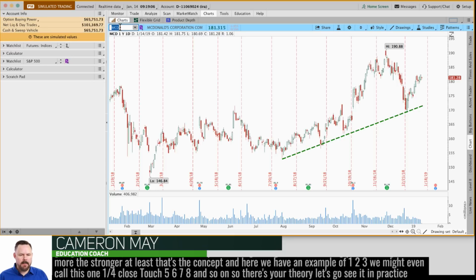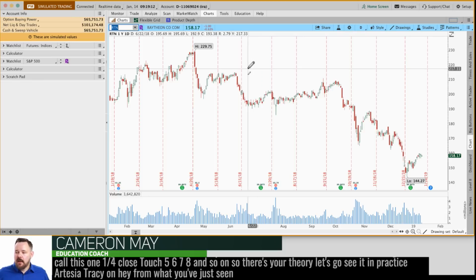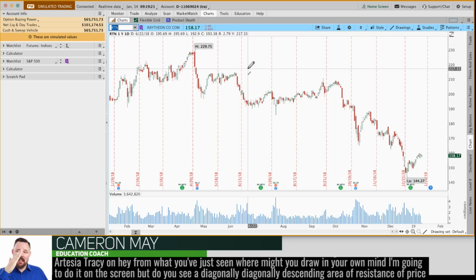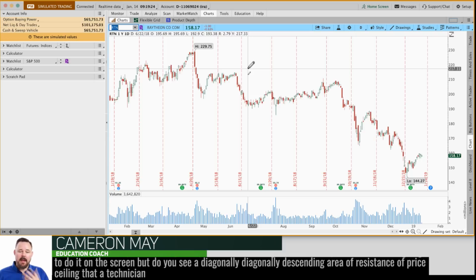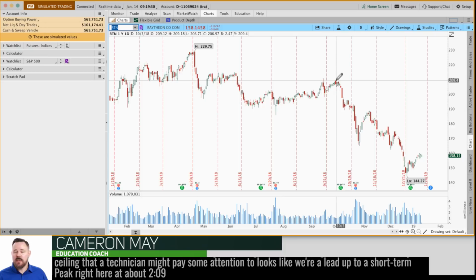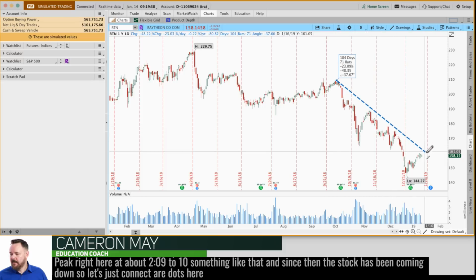Let's look at a company like RTN. Here's Raytheon. Okay, from what you've just seen, where might you draw in your own minds? I'm going to do it on the screen, but do you see a diagonally descending area of resistance, a price ceiling that a technician might pay some attention to? Looks like we rallied up to a short-term peak right here at about 209, 210, something like that. And since then, the stock has been coming down. So let's just connect our dots here.